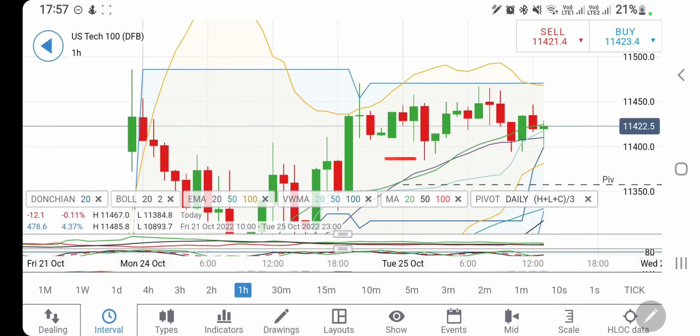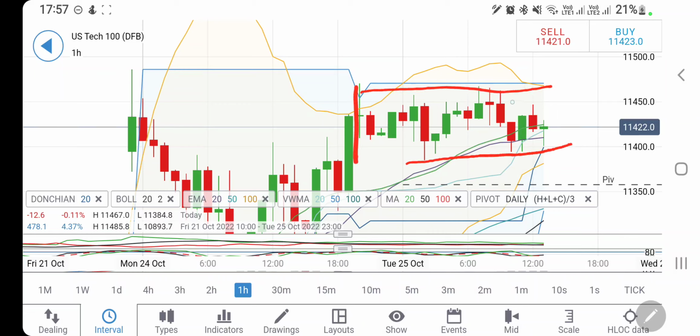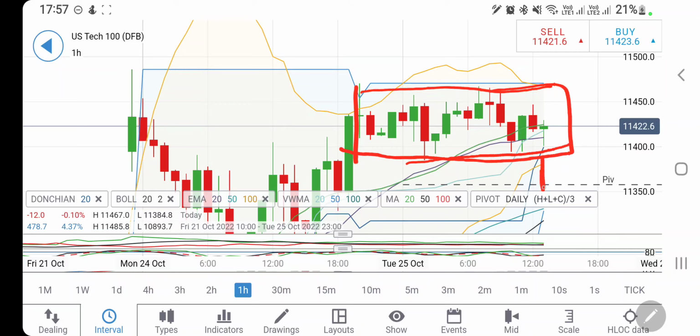US 100 so far throughout the day has just traded in a consolidatory manner. It failed to breach past 11,480. It failed to breach past 11,380. So yes, these are the levels above and below which you can expect a little more drop. Below 11,380 you can expect 11,350, and below that certainly more bearishness can be seen. You can expect it to drop to 11,310 and 11,240 levels.